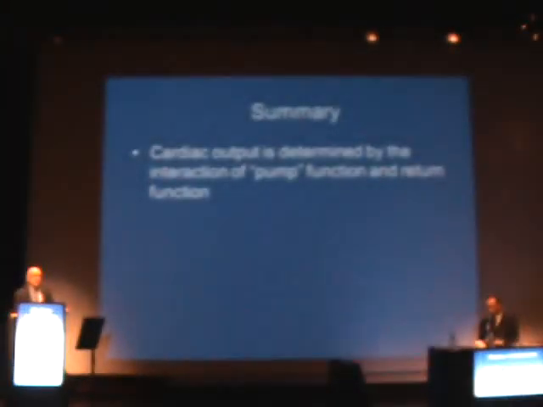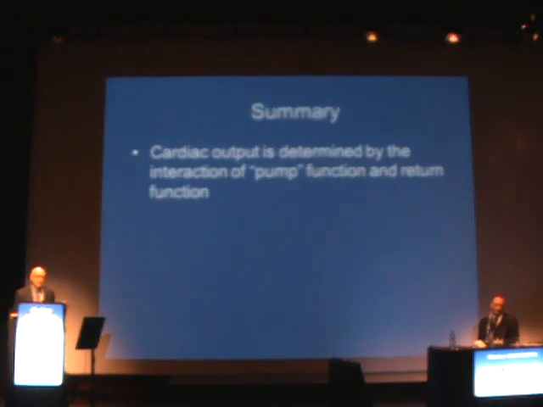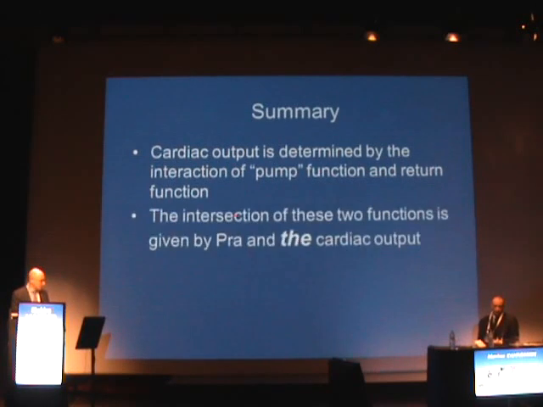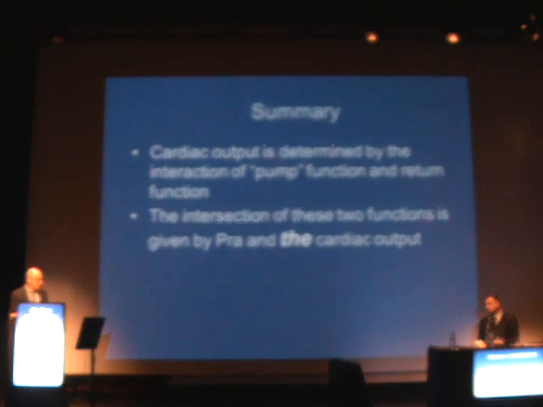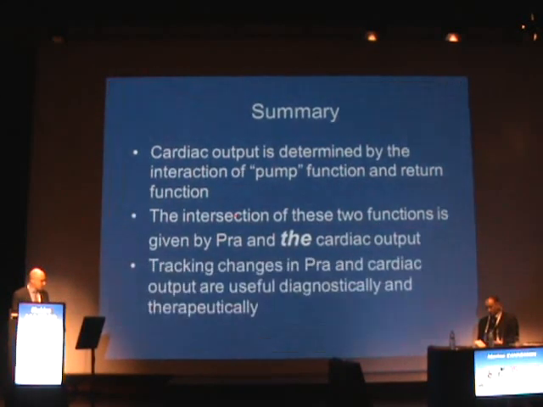Okay, in summary. So cardiac output is determined by the interaction of a pump function and a return function. This is Guyton's crucial point, and it's often not appreciated, this simple point, but it's a really important one. The intersection of these two functions is given by the right atrial pressure and the cardiac output and the venous return. So those single values are defined by these two functions. So tracking changes in right atrial pressure and cardiac output together are very useful diagnostically and therapeutically to figure out what you're doing. Thank you.